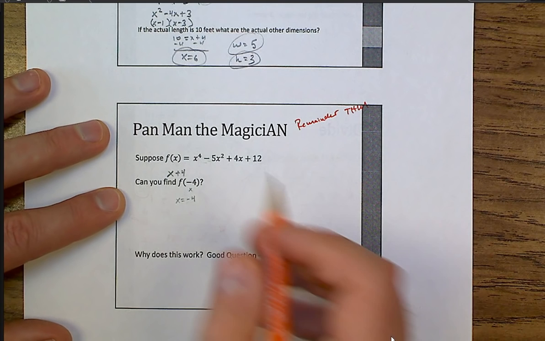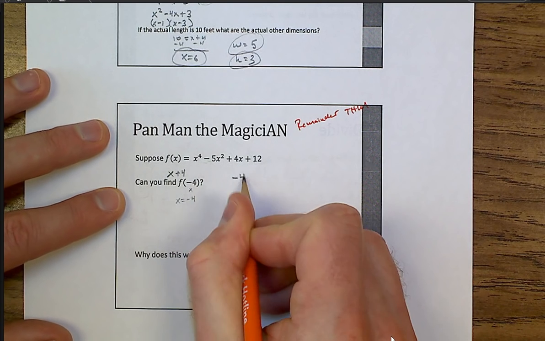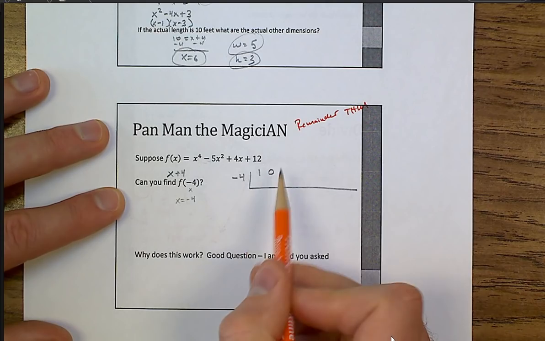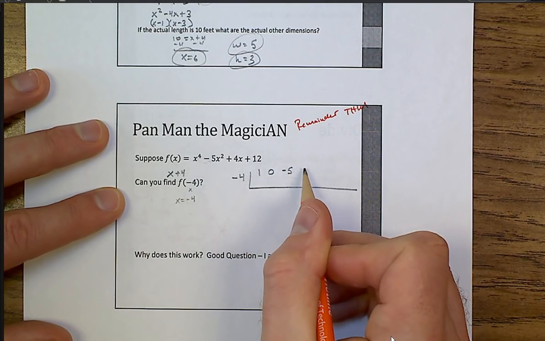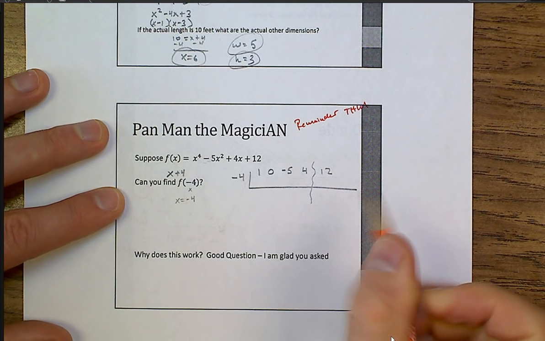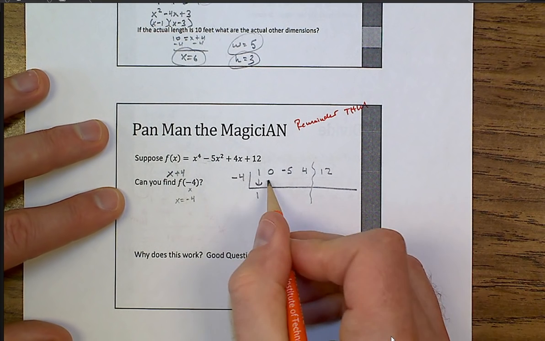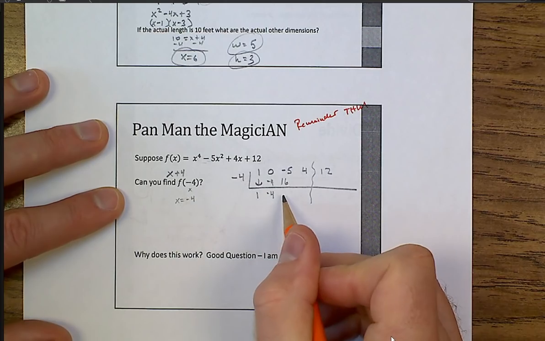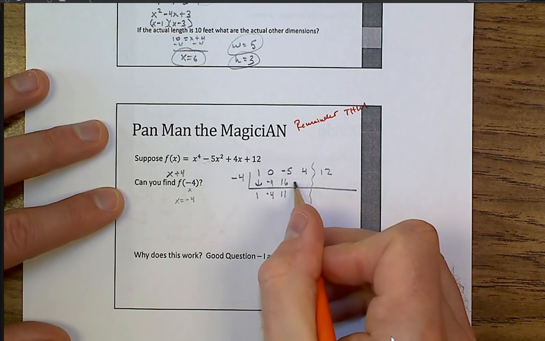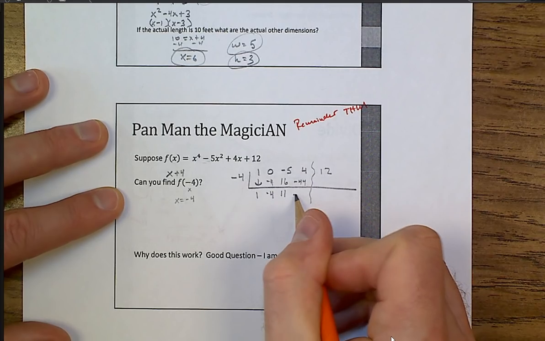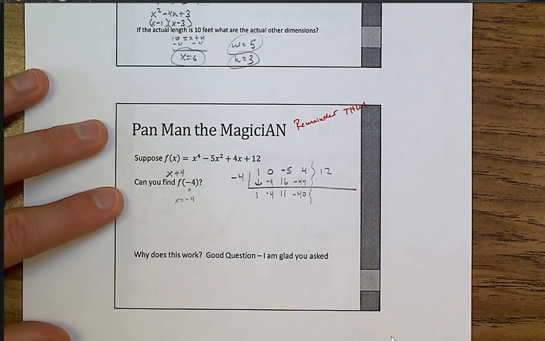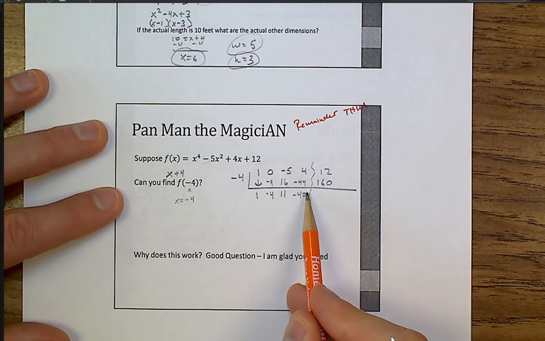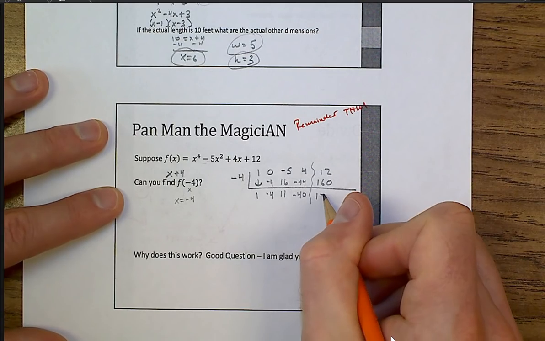So again, they're giving me the negative 4, so they're giving me the 0 there, and then I'm going to go a 1. I don't have an x to the 3rd, so I got to plug in a 0, and then I have a negative 5, and then a 4, and then a 12, and I always squiggly line for my remainder box. Drop down, 1, negative 4, add them, negative 4 times them, 16. That should give me 11, negative 44. That should give me negative 40. And I have 40 and 4. And 40 and 4 is going to give me 160. And I will add those to get 172. Okay?